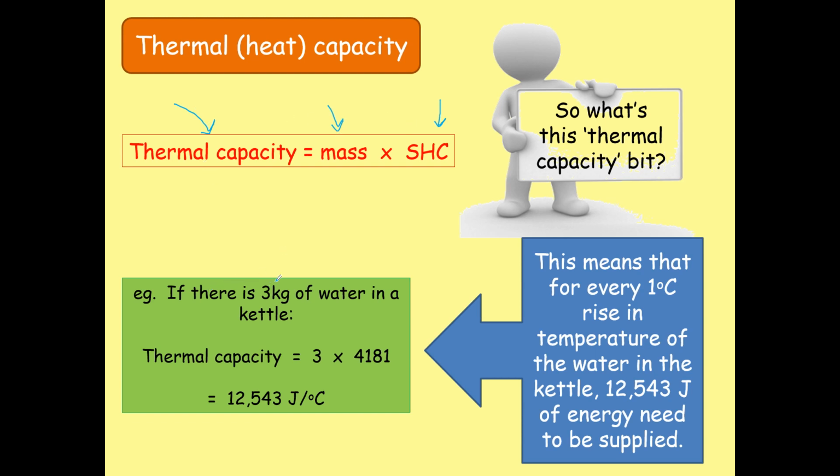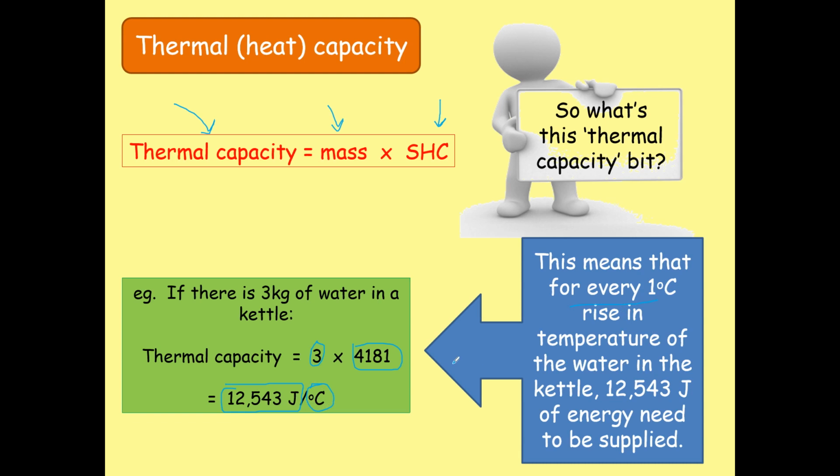So if there is 3 kilograms of water in a kettle, then the thermal capacity, the amount of energy that it may absorb before it changes its temperature even by 1 degree Celsius, would be 3 times, which is the mass, multiplied by the specific heat capacity, and that is the amount of energy that it would require to increase its temperature by 1 degree Celsius.